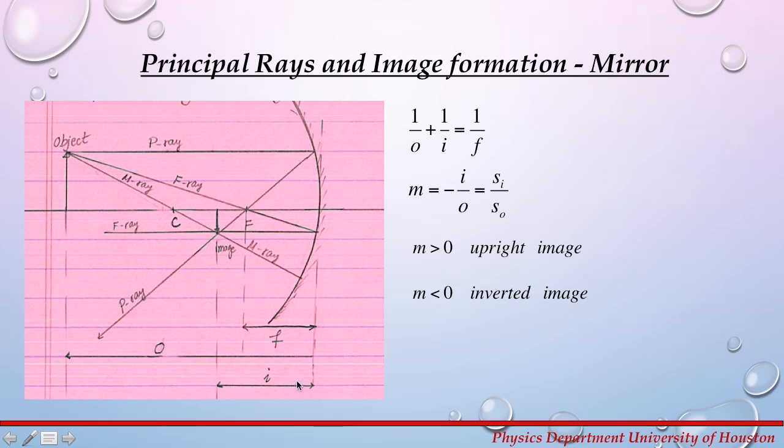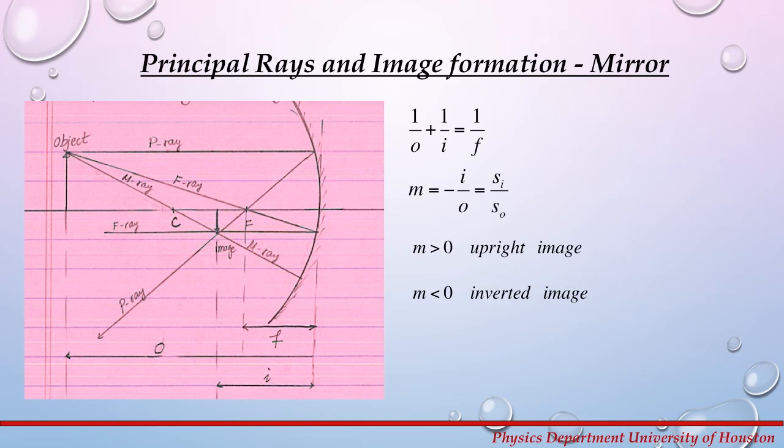The image distance is going to be greater than 0 for a real image for the mirrors. And then the object distance is also going to be greater than 0 for real objects.